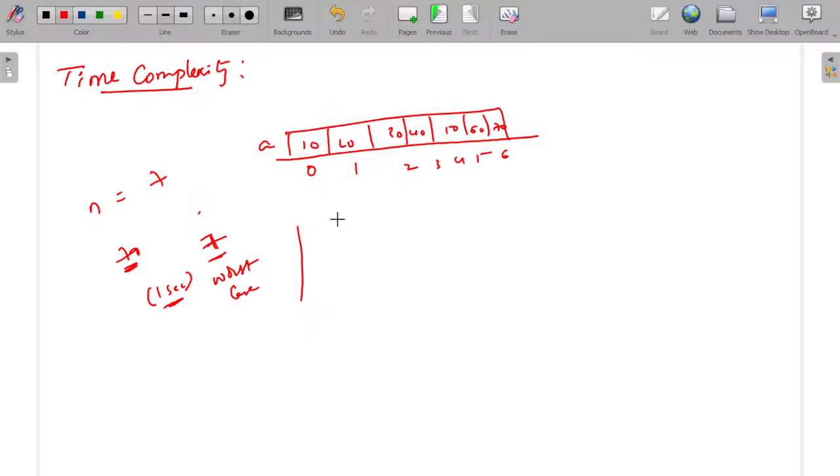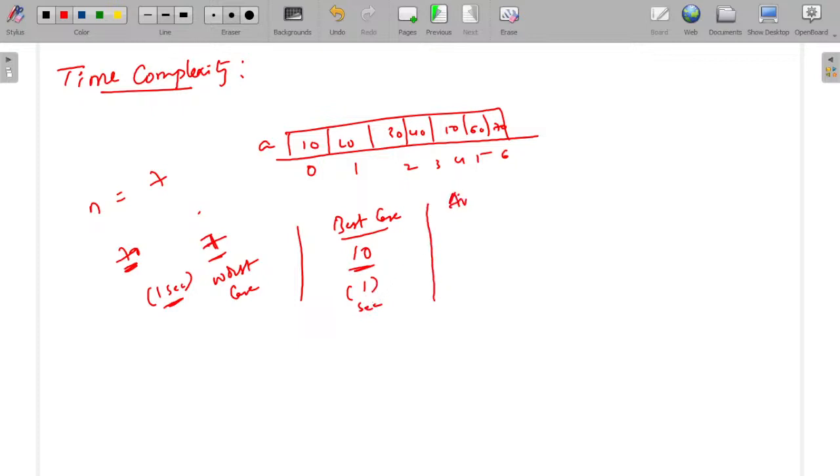Then we have something called the best case. The best case can be defined like this: the value you are about to search is found in the very first step. For example, if I've been asked to find 10, 10 is found in the very first comparison. And what is the number of comparisons we have taken? Only one. If one comparison takes 1 second, then it is only 1 second. This we call the best case time complexity.